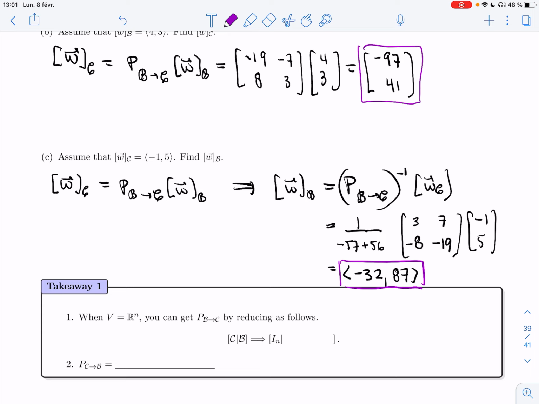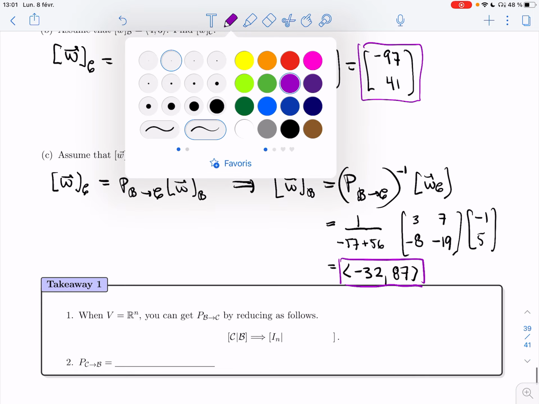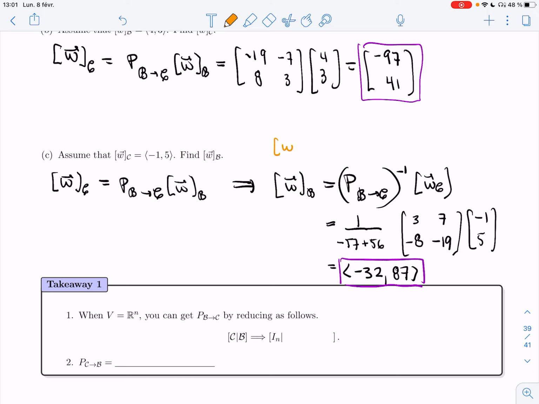All right, but notice that what we know is that usually this would be the transition from C to B. So let's write what we've just learned in the takeaway. The transition from C to B is just the inverse of the transition from B to C.